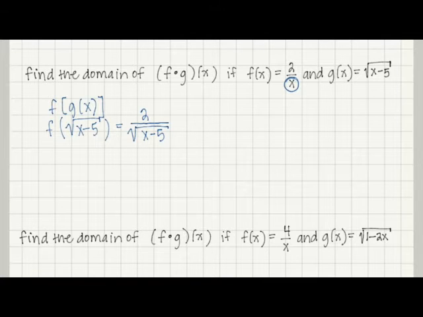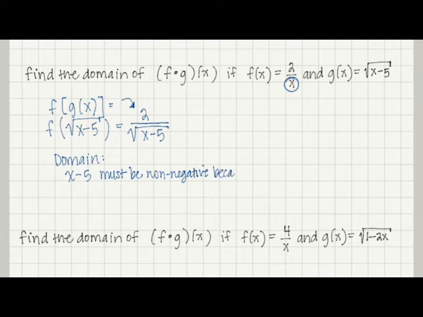And now we have to find the domain. So this is f of g of x, right? There you go. And now what's the domain? Well, because we have a radical, x minus 5 has to be non-negative. So we'll write that down. Must be non-negative because of the radical. And I'm writing this down because this is a tricky one for some students, so I want to make sure that you don't miss why we're doing what we're doing.